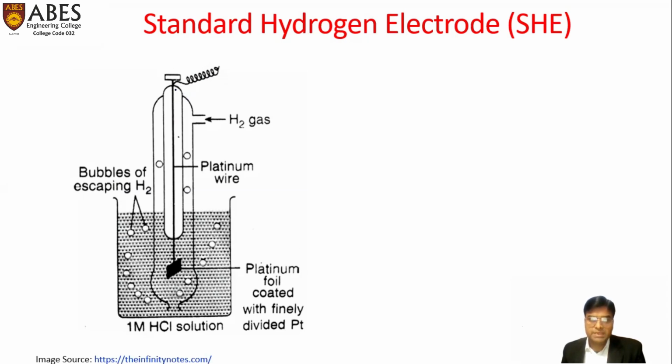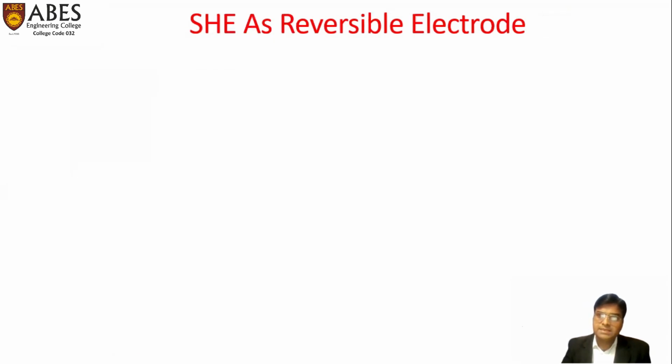When we have to measure the potential of any electrode, that has to be coupled with the standard hydrogen electrode, and the EMF is measured with the help of a potentiometer. Since the standard hydrogen electrode is given the potential value of 0 arbitrarily, the EMF of the cell gives the potential of the given electrode. The standard hydrogen electrode works as a reversible electrode. It may undergo the following reactions.